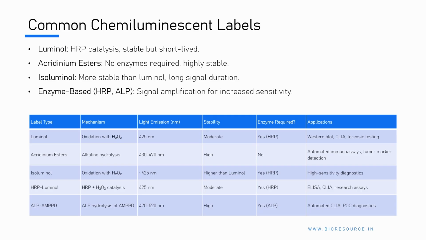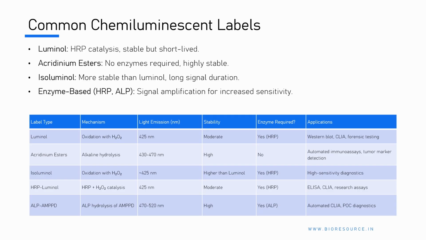Isoluminol is a structural analog of luminol with an additional amide group that increases the stability and solubility. Like luminol, it undergoes an oxidation reaction with hydrogen peroxide, emitting light at a similar wavelength. The advantage is that it is more stable than luminol, especially in solution, and generates a longer lasting signal, improving the detection efficiency. The disadvantage is that it requires a metal catalyst and is less commonly used compared to the acridinium esters. Still, it has applications in highly sensitive immunoassays for biomarkers in clinical diagnostics.